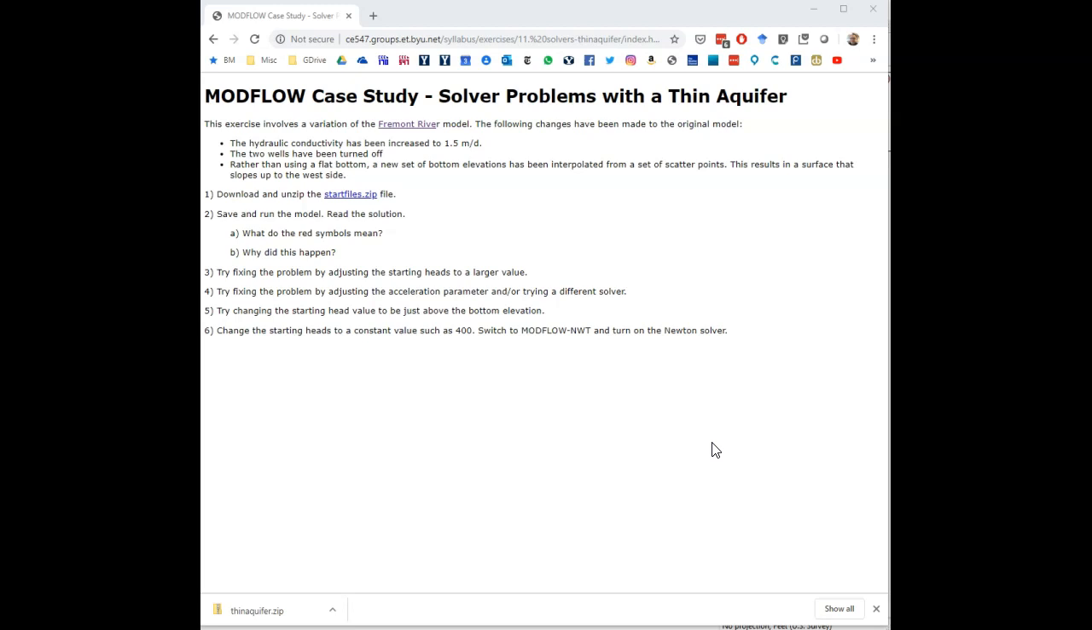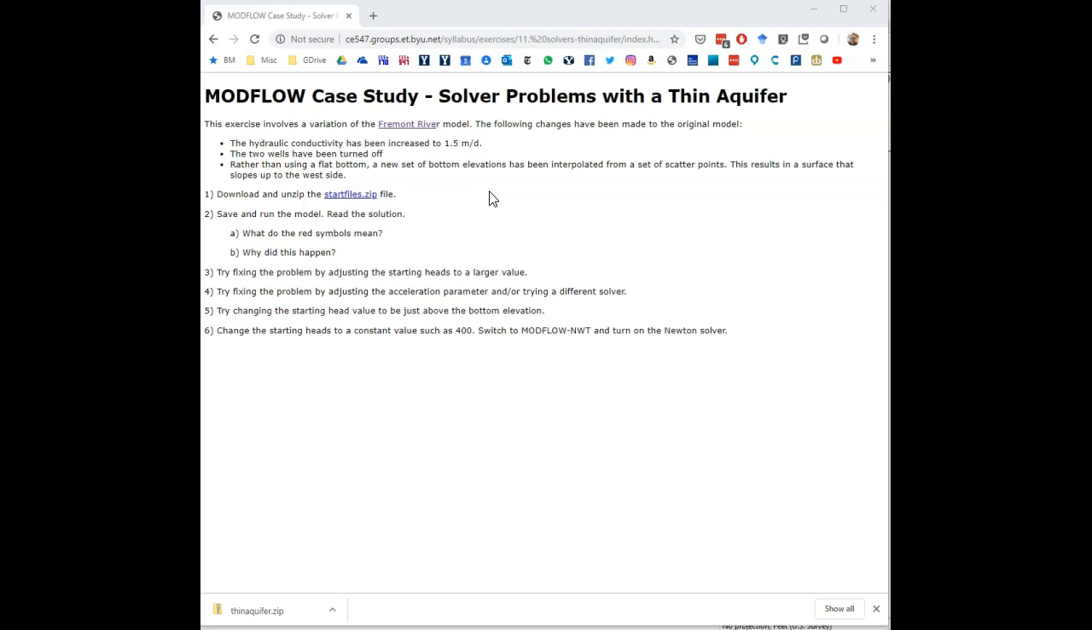Hey there. We are going to continue exploring the ModFlow solvers, and we're going to go back to this same Fremont River problem, but we've made some changes. The hydraulic conductivity has been increased to 1.5 meters per day from 0.1, so that's about an order of magnitude increase. That should make our pumping rates on the wells converge better. But the two wells have been turned off. We don't want to mess with the wells in this case.